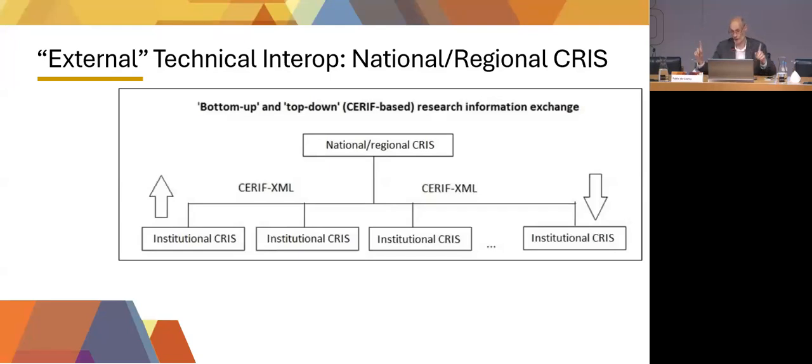So there's a kind of double direction information exchange between national and regional research information systems and institutional ones. This is interesting: all this happens thanks to standardization. The CERIF model, anything that allows the metadata schemas to be common for all systems. Otherwise, it's a nightmare to exchange information.